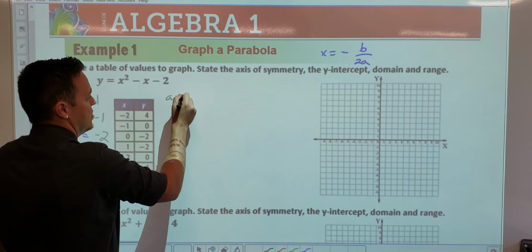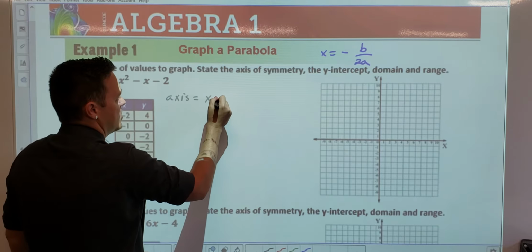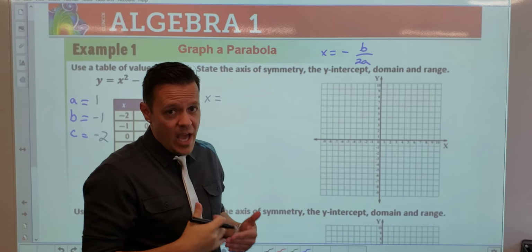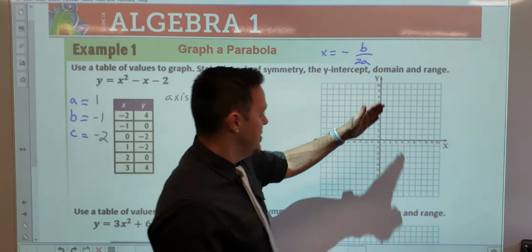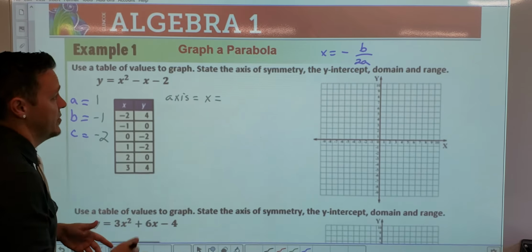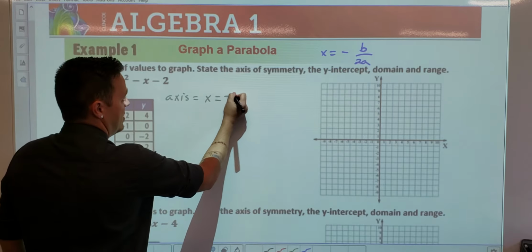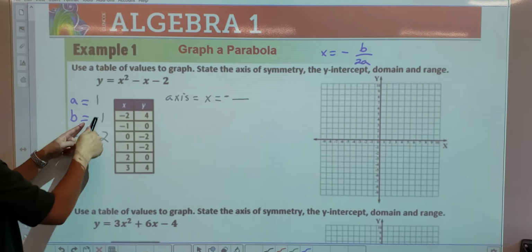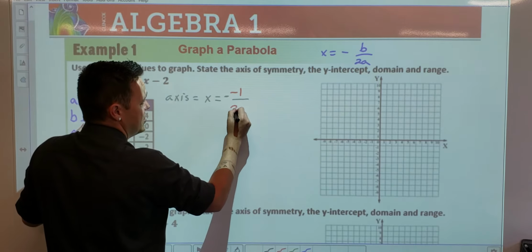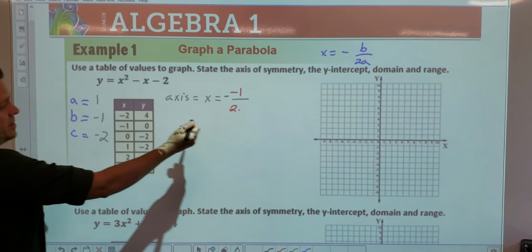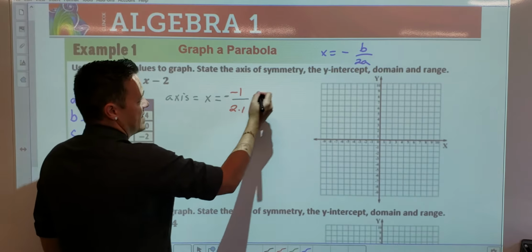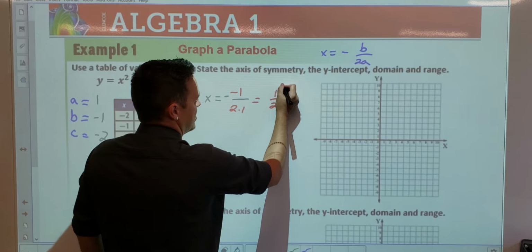So the axis is going to be x equals, and when we say x equals, if you were to graph x equals whatever number, it's going to be a straight vertical line. That's what we're looking for. Okay, so the formula is x equals negative b over 2 times a. Our b value is -1, and a is 1. A negative times a negative creates a positive, so this actually is 1/2.